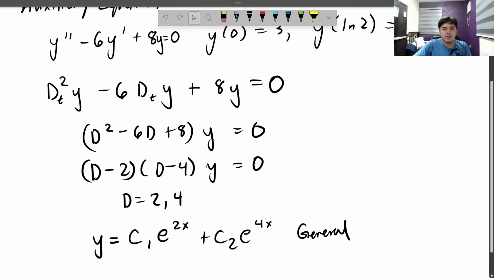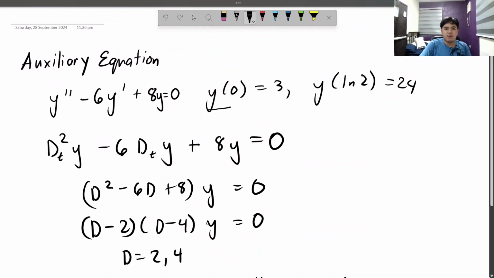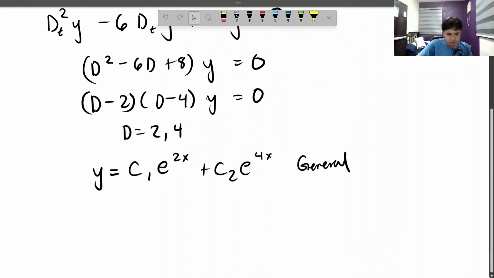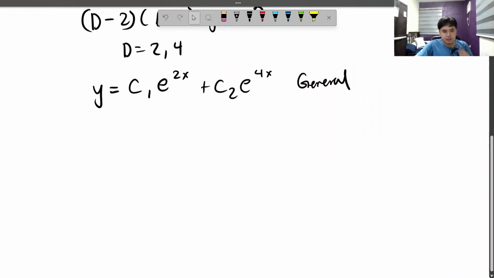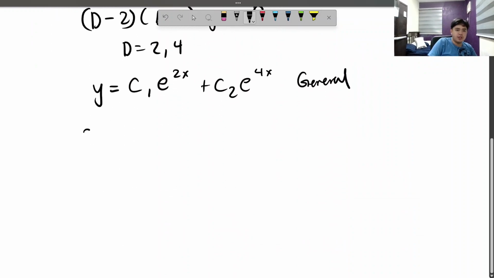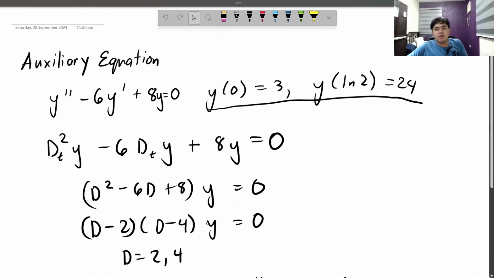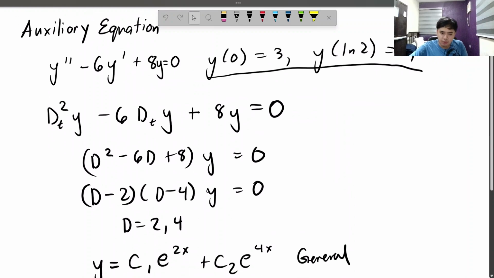Now, this is the general solution. What about the particular solution? We have two parameters here. y at 0 equals 3 and y at ln 2 equals 24. Now, y of 0 equals 3, it's understandable. We can put it here. 3 equals c1 times e to the 0, which is 1, plus c2 e to the 0, again, 1. Now, for this one, y of ln 2 equals 24.